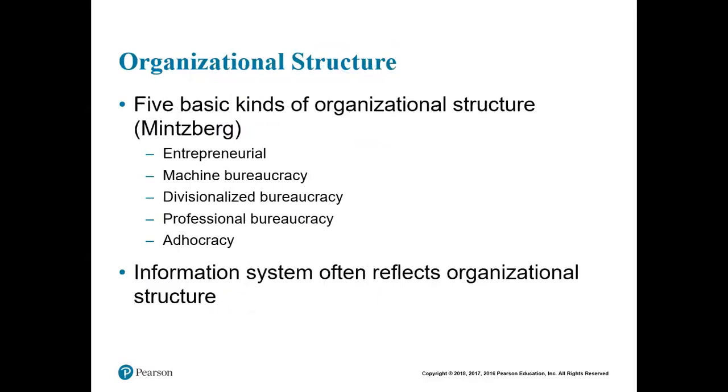An organization has 5 basic types: entrepreneurial, machine bureaucracy, divisionalized bureaucracy, professional bureaucracy, and headocracy. What's important to know here, the organizational structures aren't important. What's important to know is IT and IS must reflect the structure of our organization. So if we're going into a law firm, we can't take the mindset of, say, an entrepreneur. We need to be able to support the goals of the law firm.